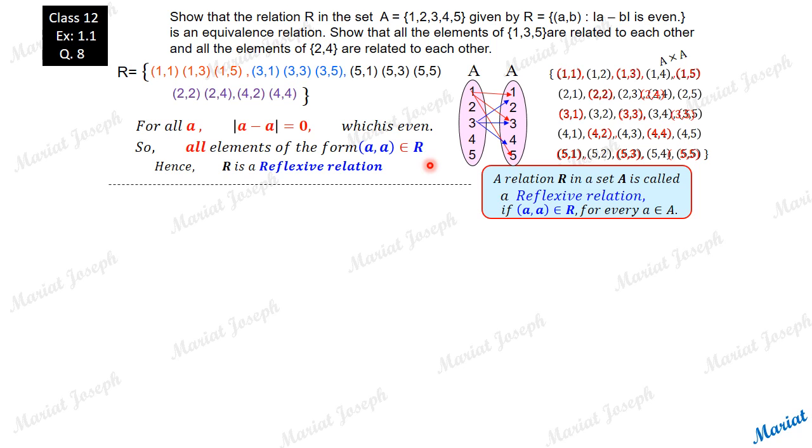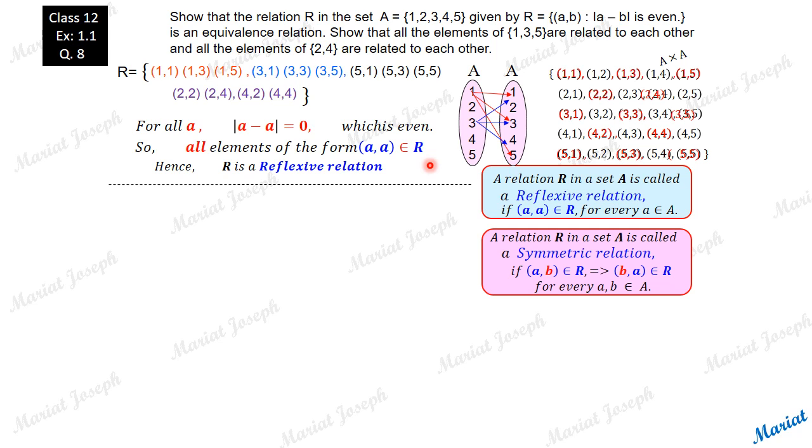Now, is it a symmetric relation? Let's check by taking an element (a, b) in the relation. Suppose (a, b) is in the relation. It's a representative. This (a, b) may be any of them. It's a general element. And we are going to check this conditional statement. If (a, b) is there in the relation, we should be able to find (b, a) also in the relation. Only then we can call the relation a symmetric relation.